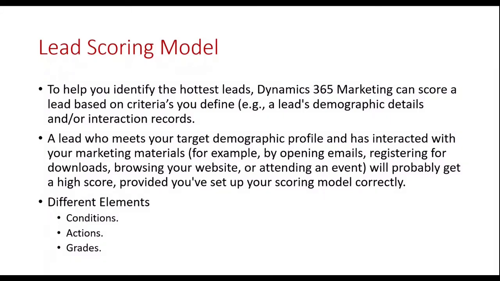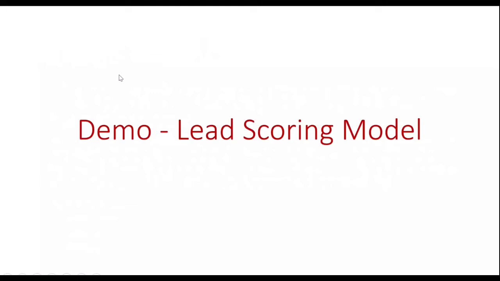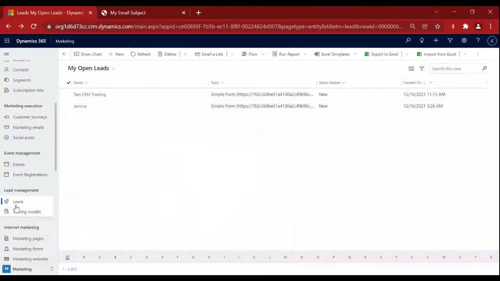Initially, this lead is part of the marketing team. Once the particular score has been reached, this lead can be sent to the sales team. For that, we have one field called sales ready, which will be set to yes. We will see how we can configure a scoring model. From the application, if you see this lead management group, under that you have lead as well as scoring model.